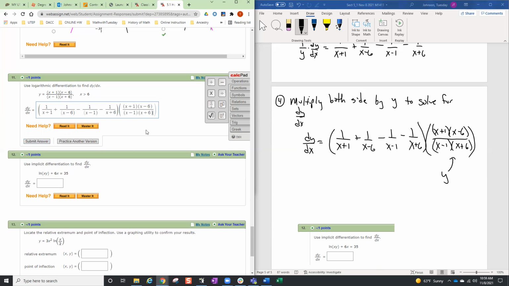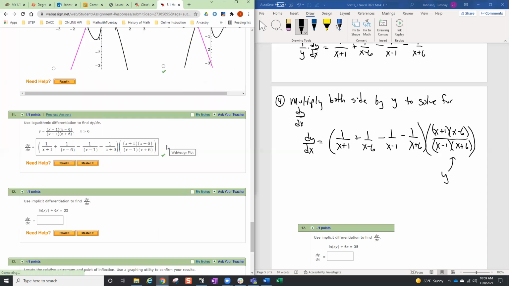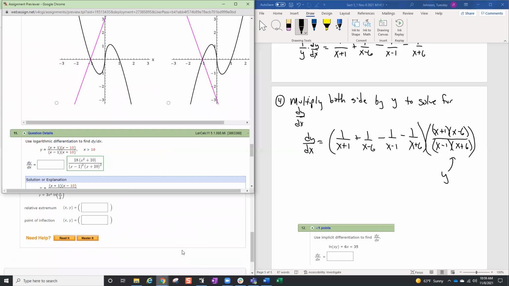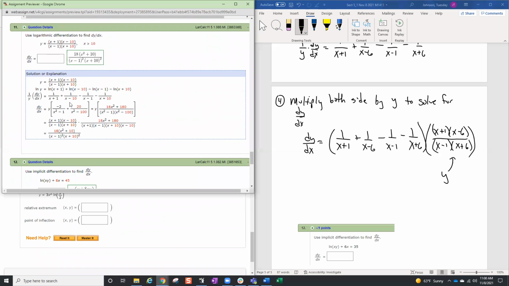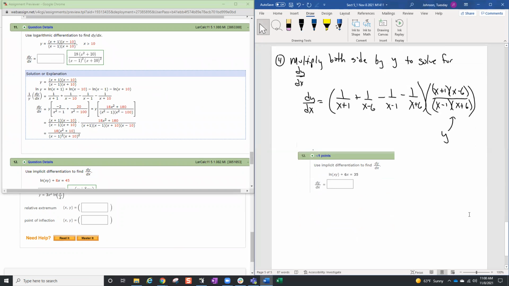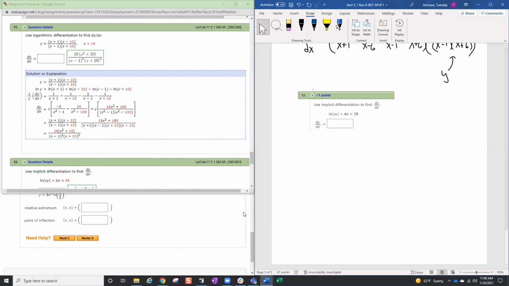Oh my goodness. Still a lot to type. But I would rather type than algebra. And at this point in the semester, I feel like I know you, and I feel like you probably would rather type than algebra too. Algebra is where we make errors. Calculus, you guys got it. No problem.